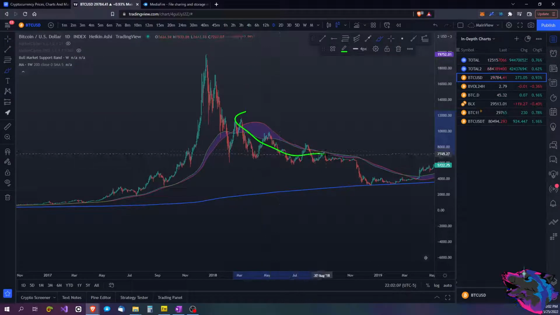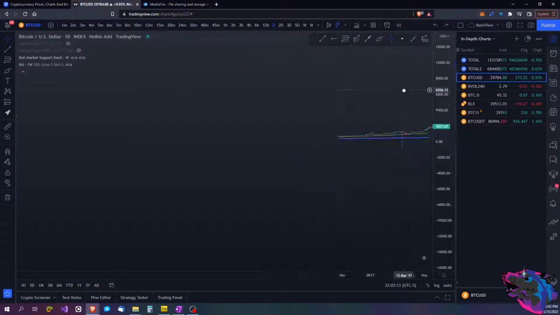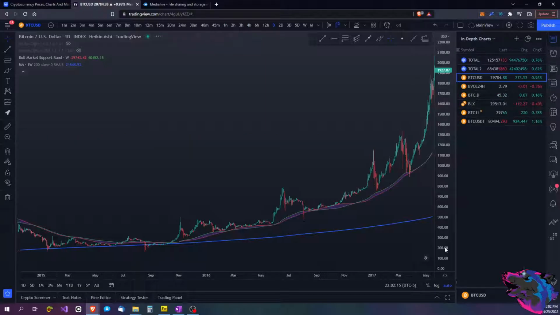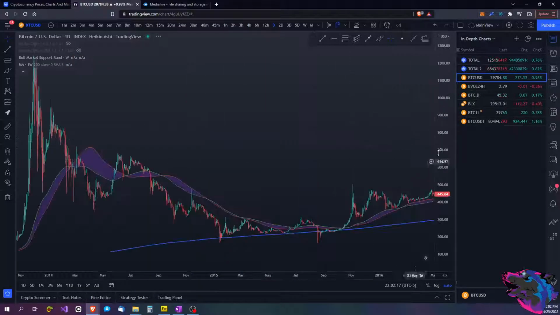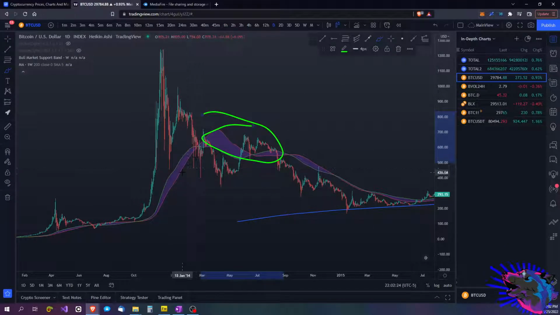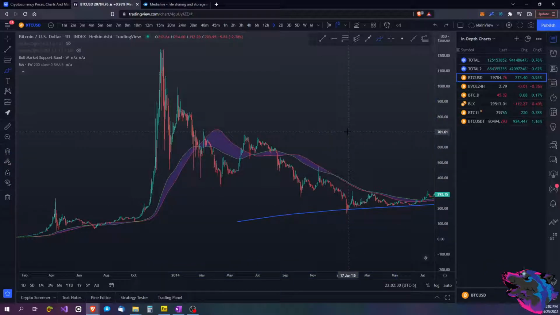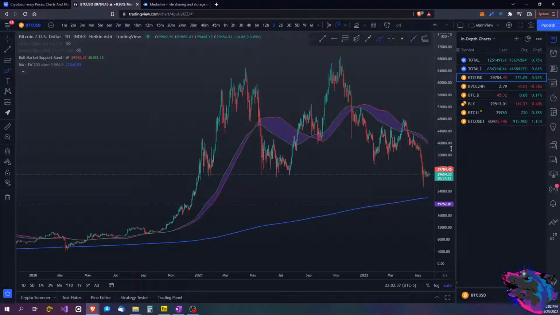Previous times, a whole bunch of bounces off right there. That was the entire bear market. Had another similar situation all the way back here. A little bit more jagged right here, but again, bear market. So it's not a far stretch to say that we are in a bear market right now.